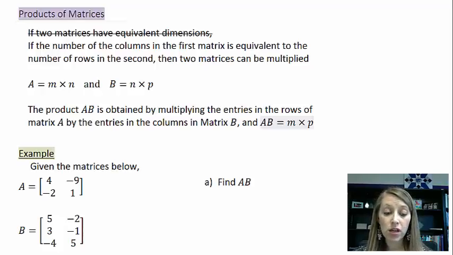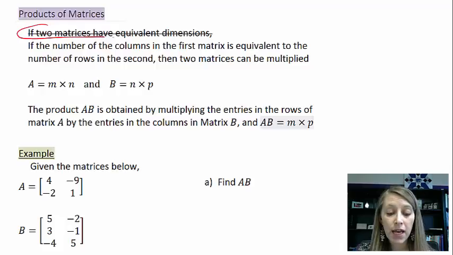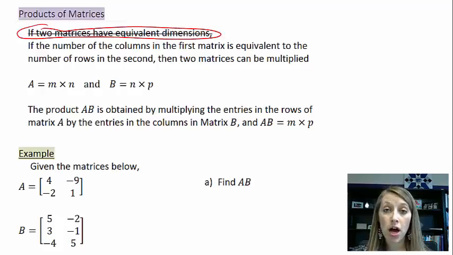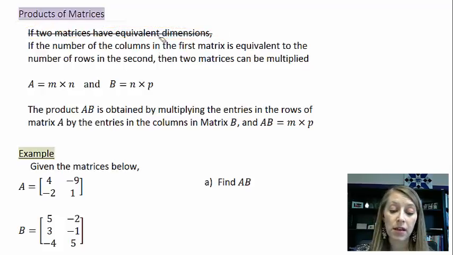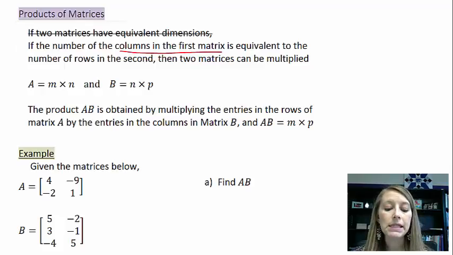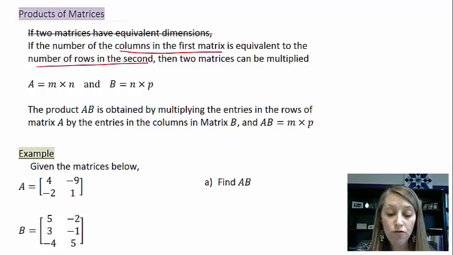Okay, so first and foremost, notice that I've stricken out that the matrices have to have equivalent dimensions. That is not true when I want to multiply two matrices. What the dimensions need to be is that the number of columns in my first matrix needs to match the number of rows in my second matrix. And I've put a very specific example here so you can see.